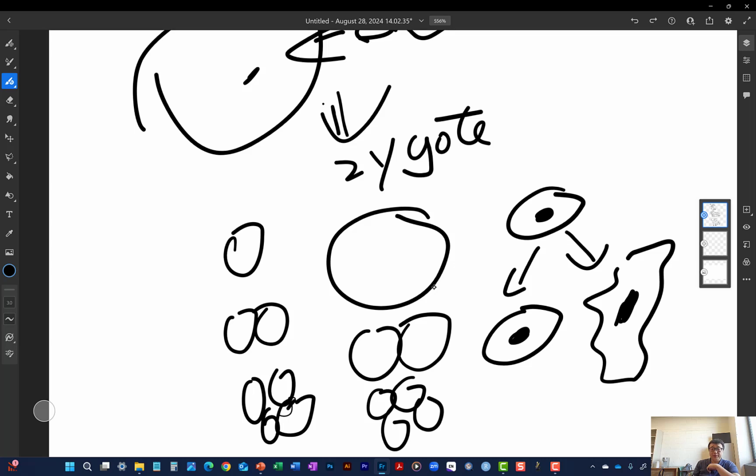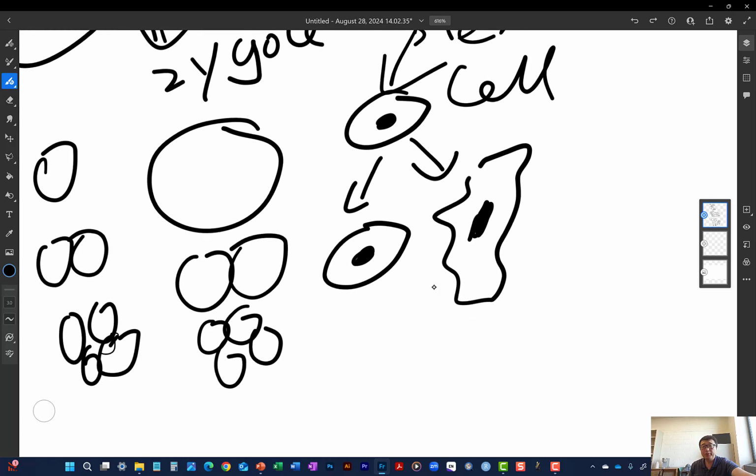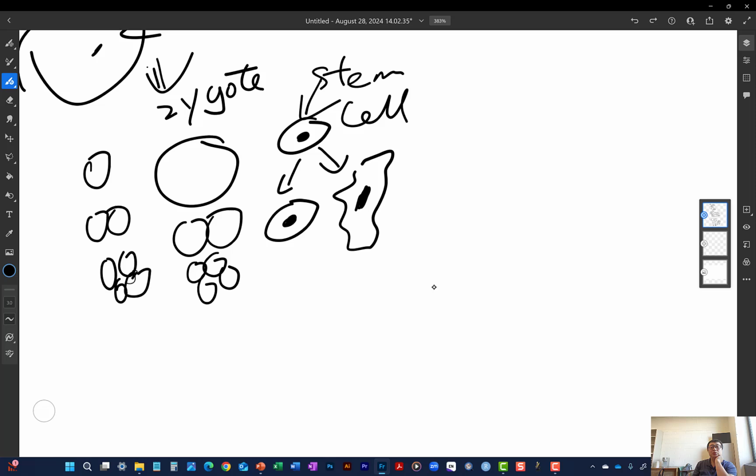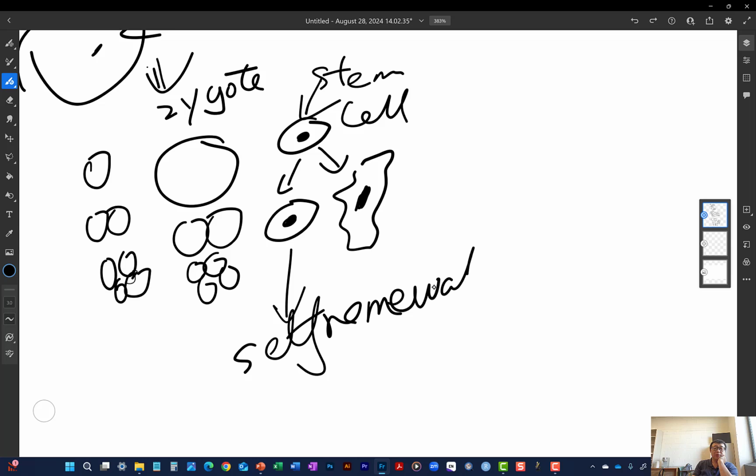In this case, the parental cells can produce a new cell called a stem cell. The stem cell has two capabilities. One is to make more of their own kind, which is called self-renewal. And the other is differentiation.